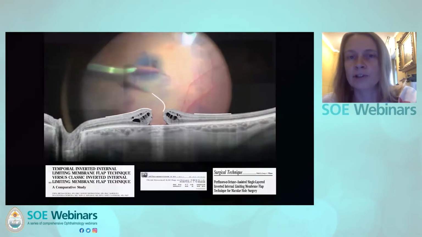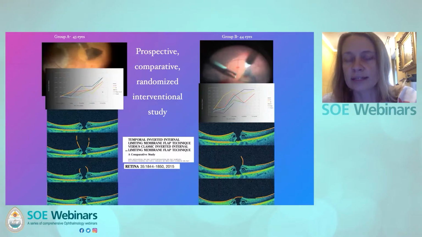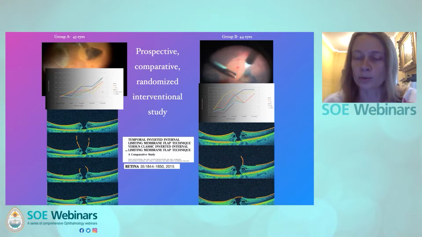We already published in a prospective comparative randomized study that the temporal inverted ILM flap technique is non-inferior in regard to visual acuities and the closure rate when compared to the original inverted ILM flap technique, published by our group in 2010.